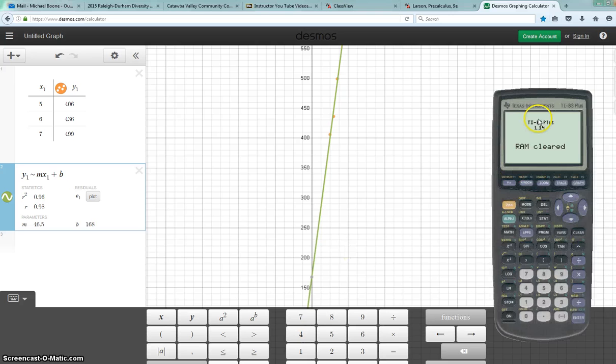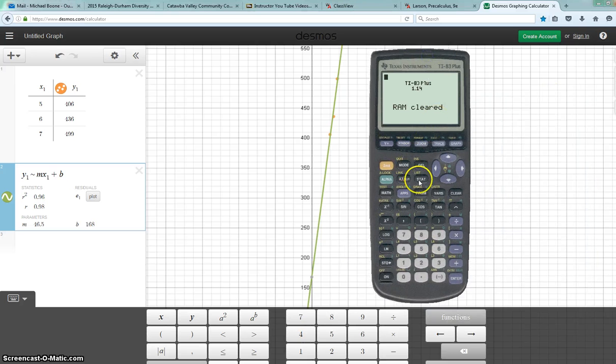Now, if you wanted to do this on your TI, I know some people are fans of TI, so let's put in some data. Do it very similarly to what we did in Desmos. 406, 436, and 499. And so we have our data in, and if we go to stat, calculate, go down to LinReg, and enter again, we get the same thing, 46.5 and 168.